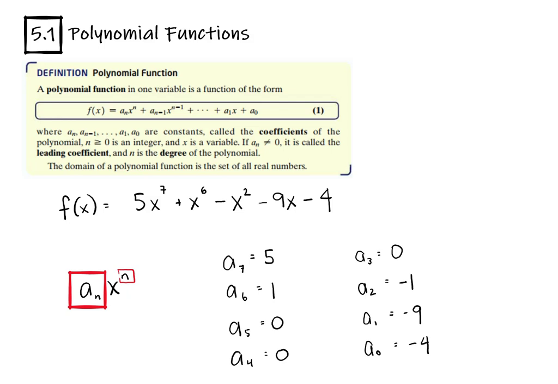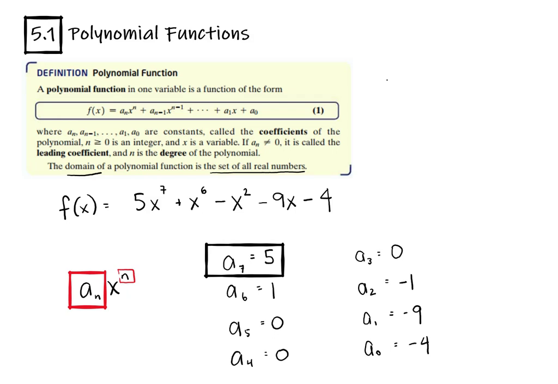We have the degree of this polynomial is going to be the highest power. So that's going to be the 7th power, also the 7th degree. And then we also have the leading coefficient. The leading coefficient for this is 5. And then the other thing it says about our polynomial is that the domain of a polynomial is the set of all real numbers. And that's for any polynomial that you have.